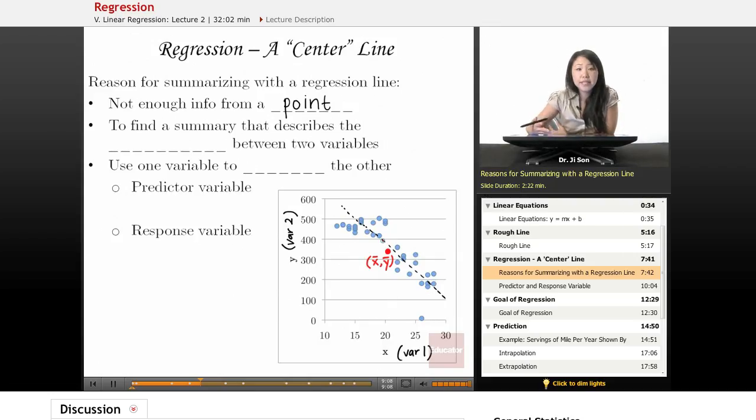Remember, we talked about how to summarize a distribution, and we want that trend. We don't just want a point. We would like a trend. And when there's not enough information from a point, it's useful to have a center line.